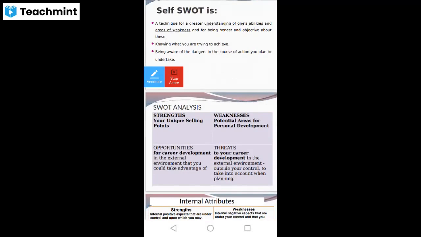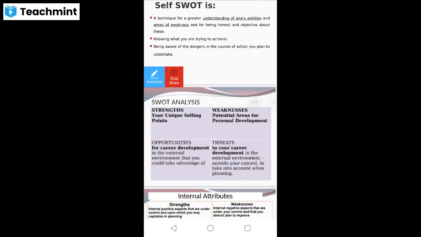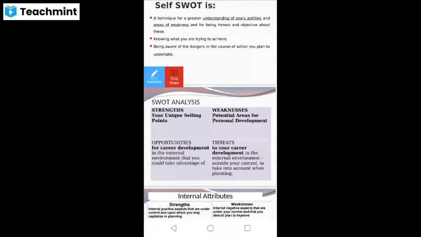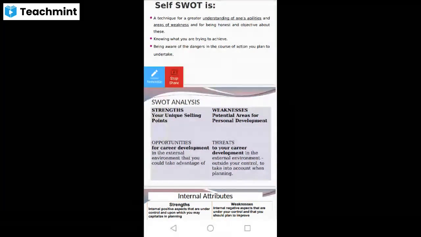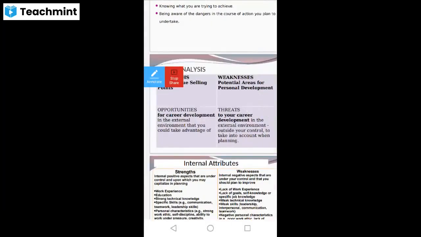C means challenges instead of threats. Threats may have a negative meaning. Challenge means this provides you a different kind of meaning. Actually, challenge means you can face it and overcome it. But threat means we try to avoid it. Threat means we try to avoid, but challenge means you try to face it, you try to overcome it. That is the difference between SWOT and SWOC.